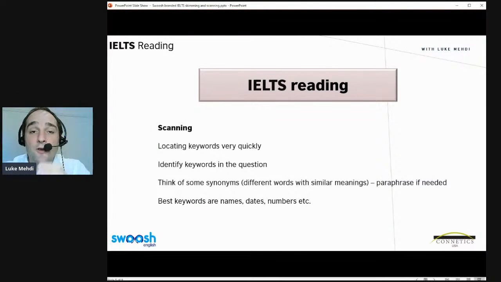The best keywords for your scanning are names, dates, and numbers because they do not change and they are very easy to identify in the text. A name, for example, you will have a capital letter and that really stands out. Dates and numbers, again, those numbers can be very clear in the text. Pay attention to numbers, especially smaller numbers, though. For example, numbers may be written in full rather than just given as a number, particularly smaller numbers.